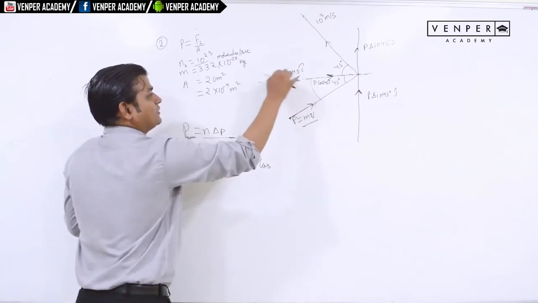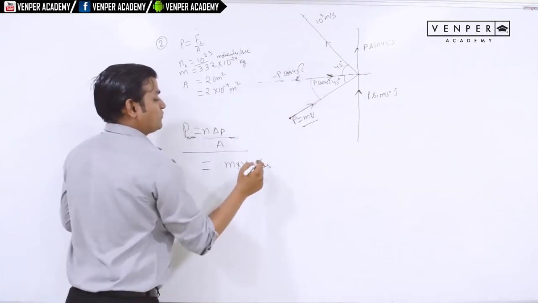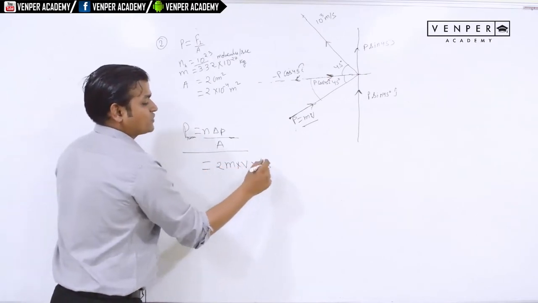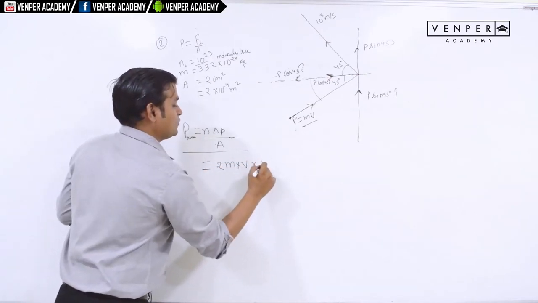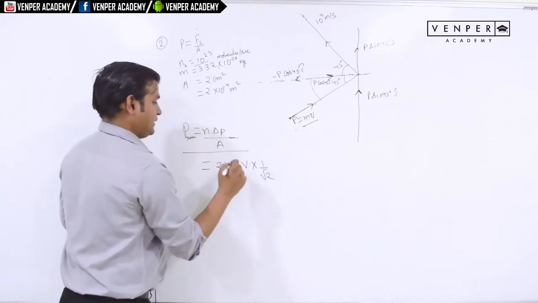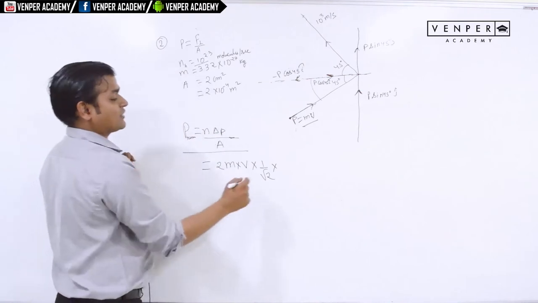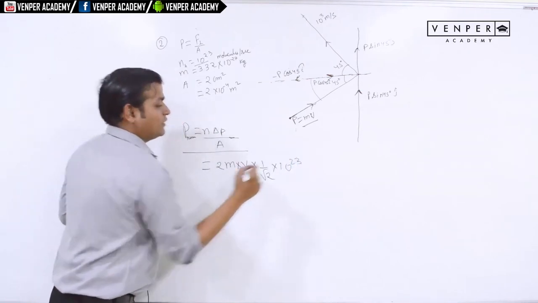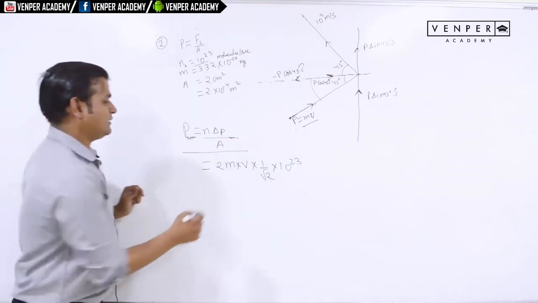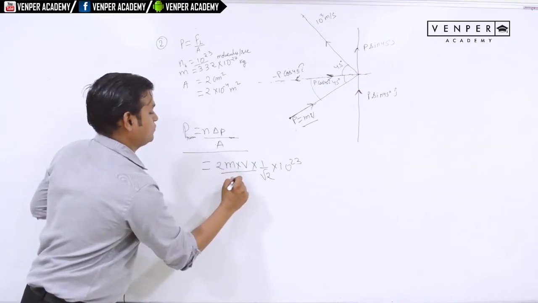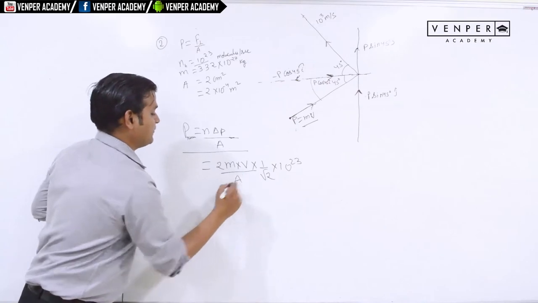Okay, these two are what? p cos 45 minus of p cos 45, which means 2p cos 45. So 2mv cos 45, I can write this as 1 by root 2, multiplied by the number of molecules striking per second. This is 10 raised to power 23, clear. After that, divided by what? Area. I will write here area, because in the next step we can do that.